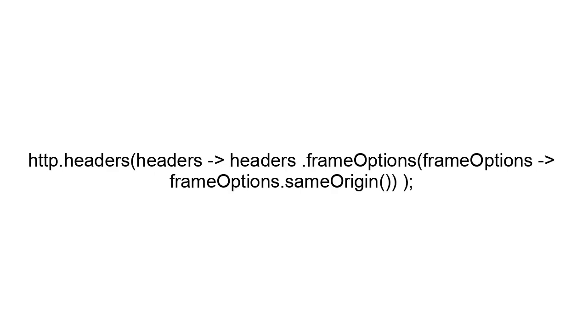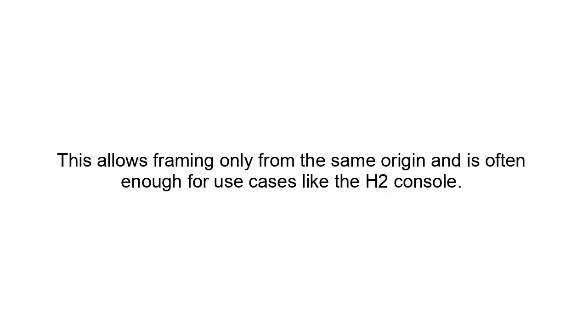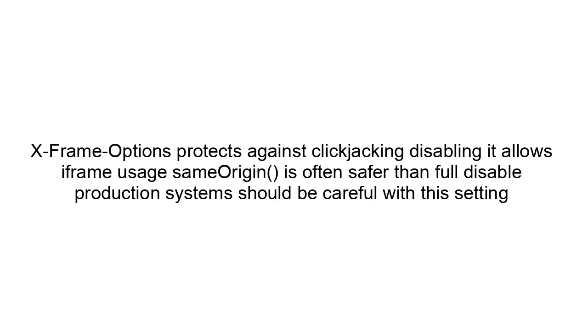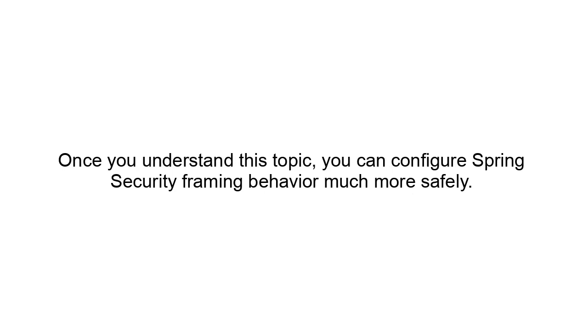In many cases, a better option is http.headers(headers -> headers.frameOptions(frameOptions -> frameOptions.sameOrigin())). This allows framing only from the same origin and is often enough for use cases like the H2 console. The key idea is: X-Frame-Options protects against clickjacking. Disabling it allows iframe usage. SameOrigin is often safer than full disable. Production systems should be careful with this setting. Once you understand this topic, you can configure Spring Security framing behavior much more safely.